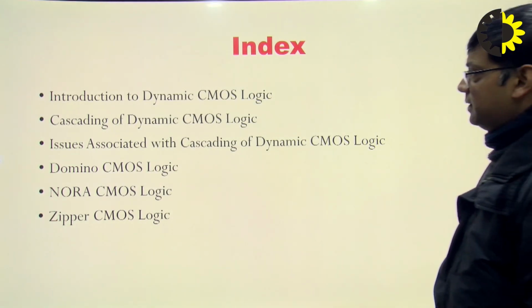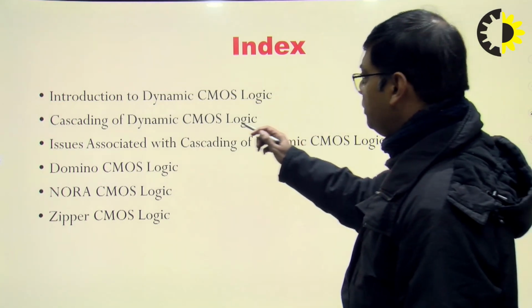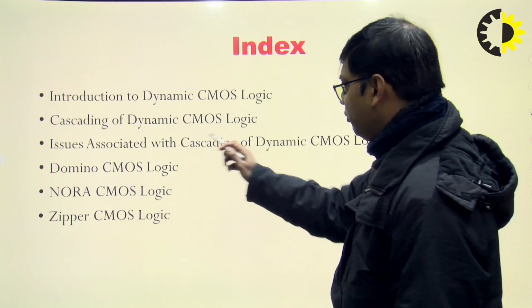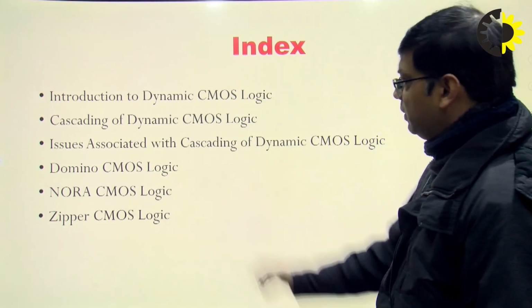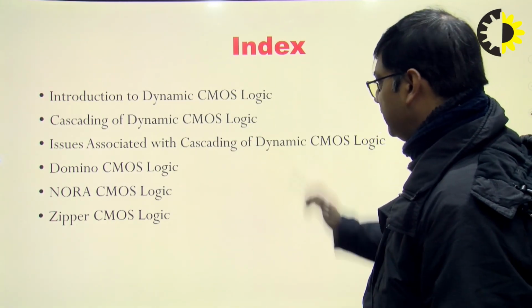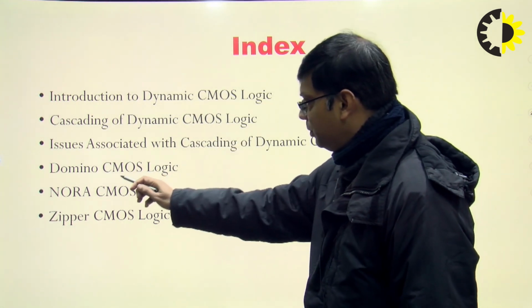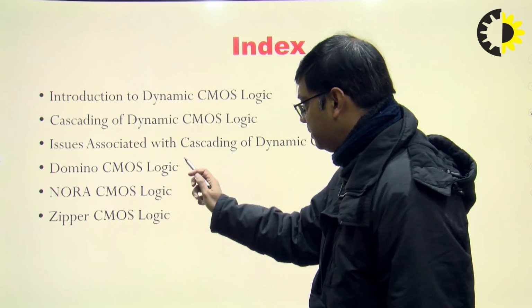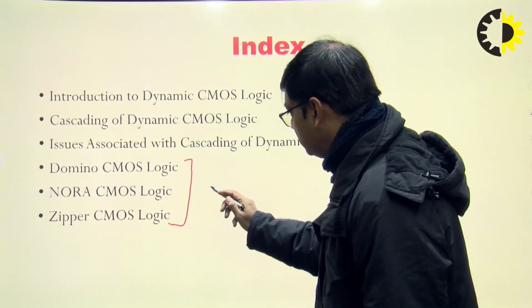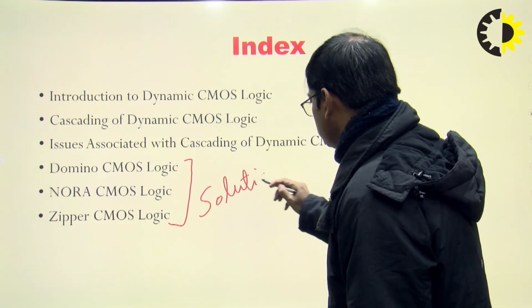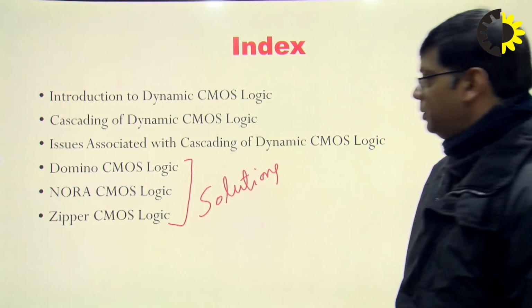This is the index. We are going to discuss the introduction to dynamic CMOS logic, cascading of dynamic CMOS logic, what are the issues that are associated with cascading, then the possible solutions: domino CMOS, NORA CMOS and zipper CMOS. These are the possible solutions for the cascading problems.